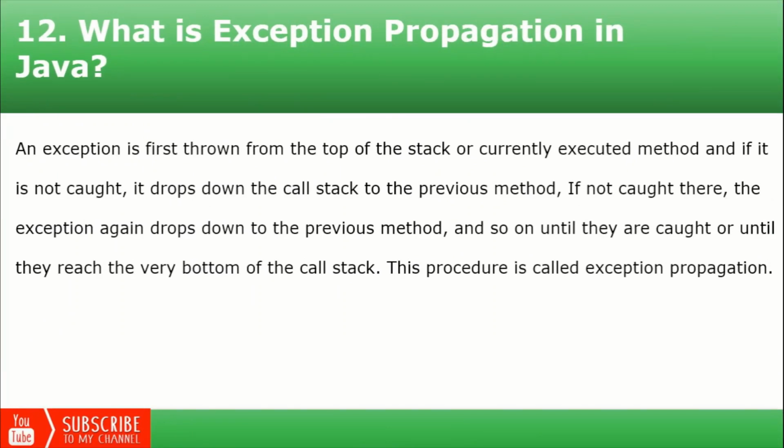Continuing with exception handling, another important question that can come to you is what is exception propagation in Java? Suppose an exception is first thrown in the currently executing method, and if it is not caught in that specific method, it will drop down the call stack to the previous method which has called the current method. If it is not caught there as well under a try catch block, then the exception will keep on dropping to the previous method calls until it finds some catch block where it is caught, or it reaches the bottom of the call stack, which can be the main method.